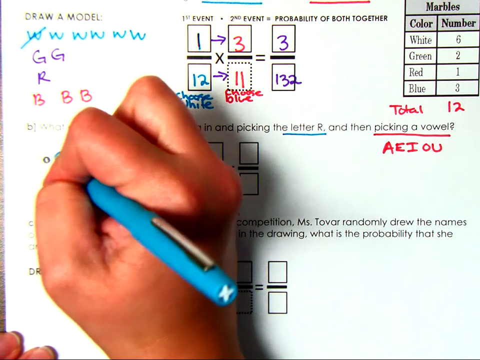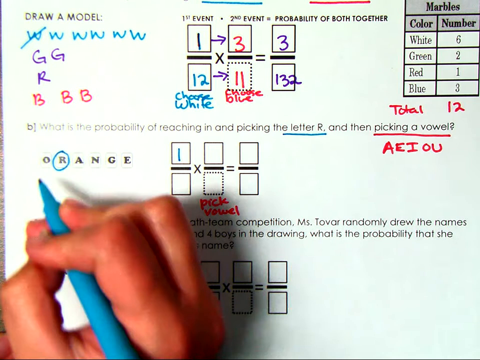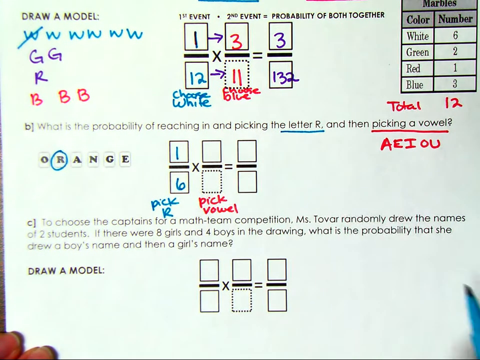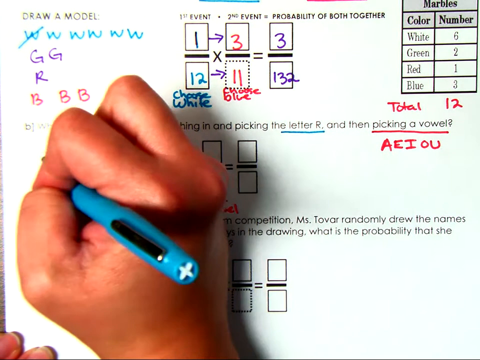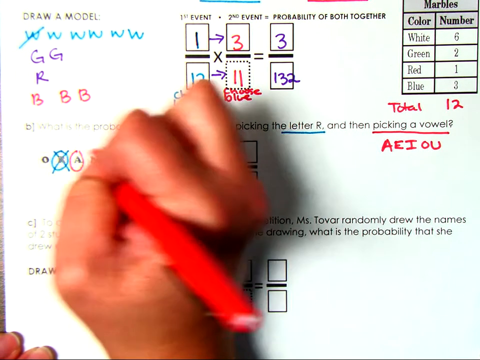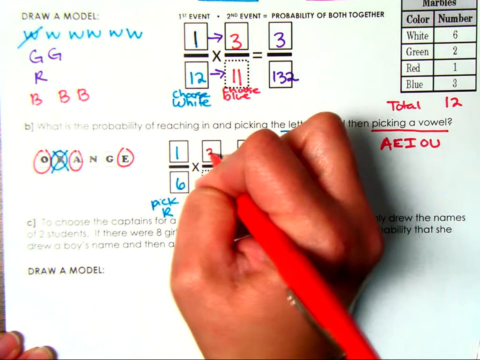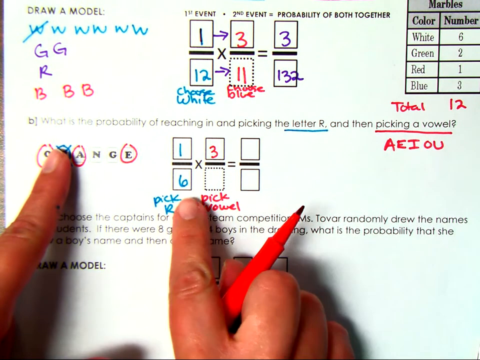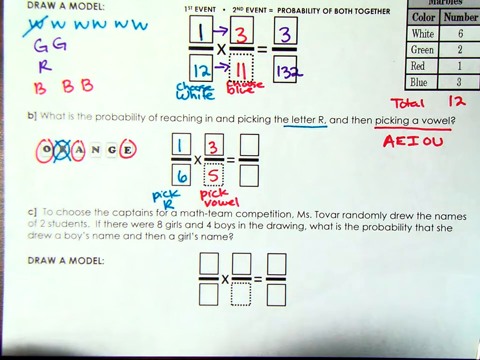All right, so let's pick an R. We see that there's one R out of 1, 2, 3, 4, 5, 6. If you reach in and keep that letter R, so that letter R is now gone, you've kept it. Now we're picking a vowel, A, E, I, O, U. So there's 3 letters, but if I kept that R, it's no longer in there. I don't have 6 tiles left. I now have 5.